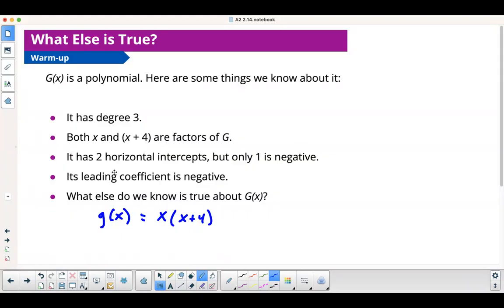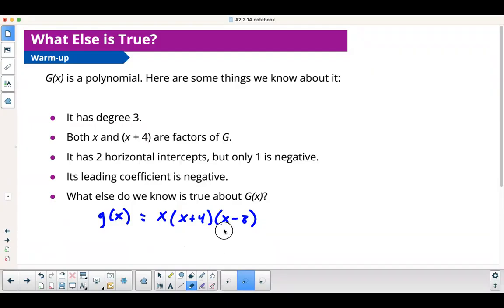But here's the thing. It says it only has 2 horizontal intercepts. So if I put another factor here, let's say I put x minus 3, that would give me a third horizontal intercept. This one would be x equals 0, this would be negative 4, and this would be 3. Now I have 3 horizontal intercepts. That's too many. So if this factor is anything other than x or x plus 4, it's not going to work.